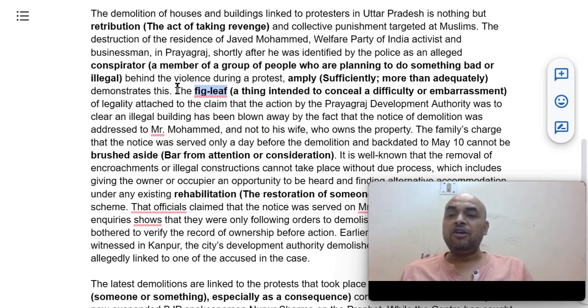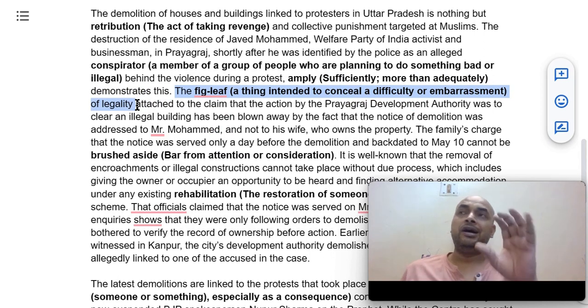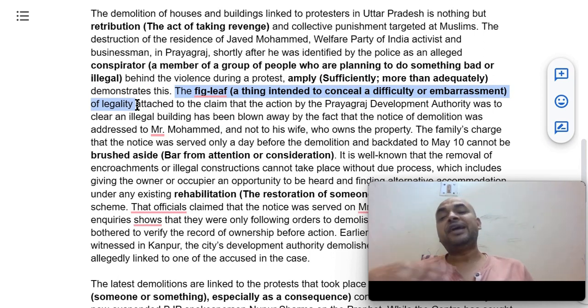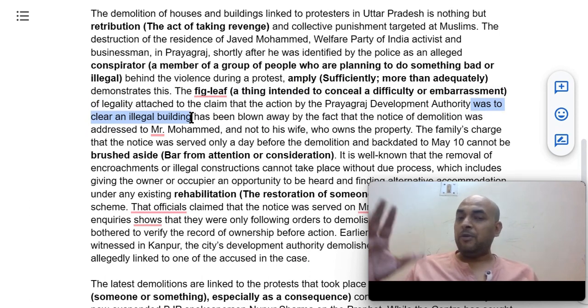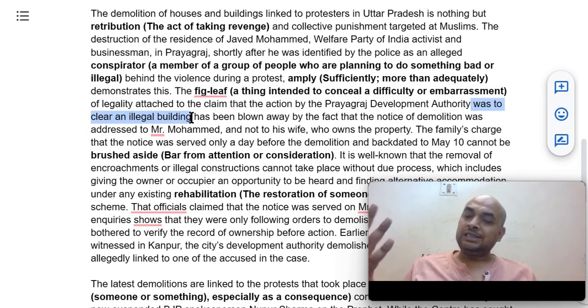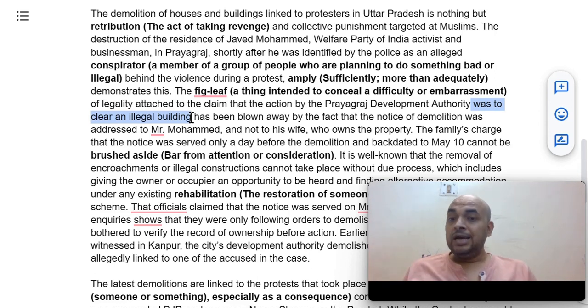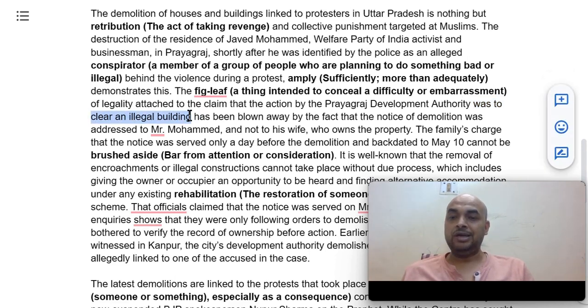The fig leaf of legality means that aspect of legality which they were trying to hide, attached to a claim to clear an illegal building. So what they did was they demolished a building on the pretext that he was involved in some violence, but later they said that the house which was demolished was to clear an illegal building. And this fig leaf, this concealment, has been blown away by the fact that the notice of demolition was addressed to Mr. Muhammad and not to his wife who owns the property.